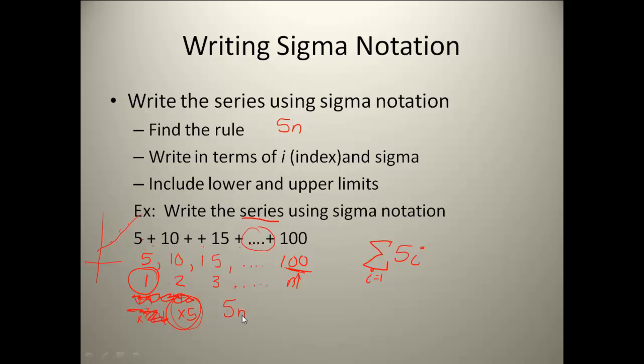Well, since our rule is 5 times n, I need to figure out what value of n will get you to 100. Well, divide both sides by 5, and you get n is 20. So this 100 must have been in the 20th position, which means our upper limit has to be 20. So then this would be our series written in sigma notation. We found the rule, wrote it in terms of i and sigma, and then found our upper limit and our lower limit.